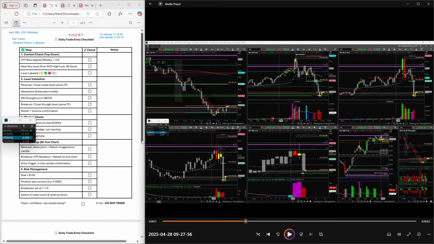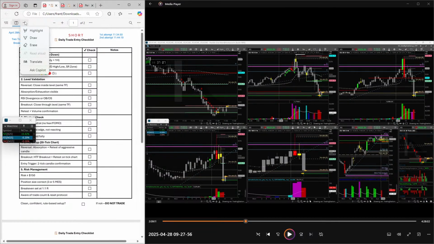So question is, did I have a level? Yes, I had a 5 minute level. It was a key support and resistance. The green line is right here. There it is. Though as it was fading, it was still there. This is from pre-market. It was labeled.